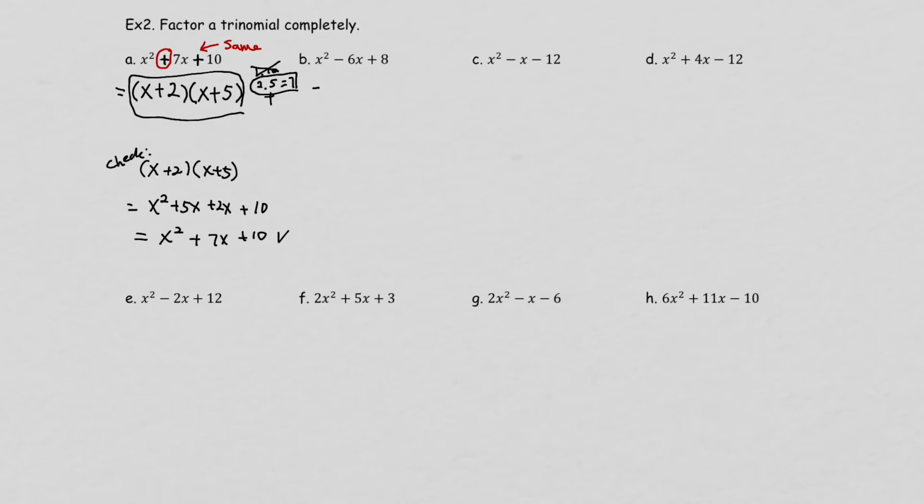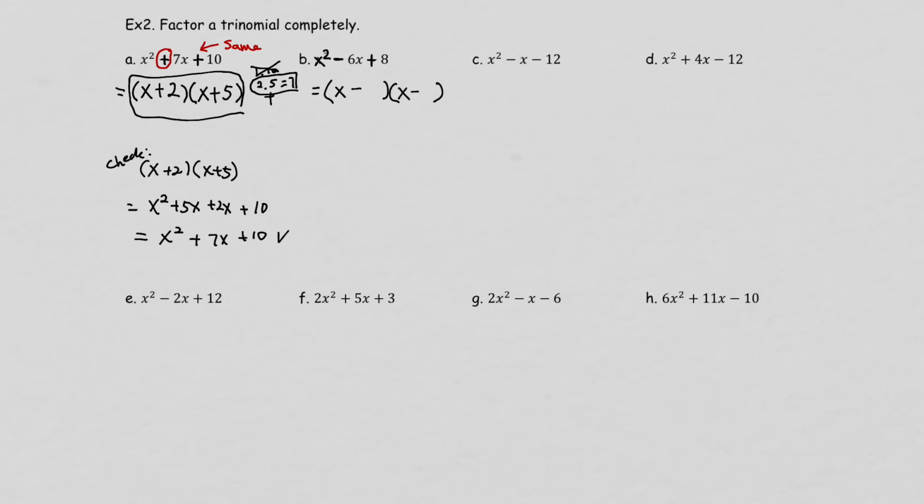Okay, so let's try one more, right? Quadratic, factoring will give you 2 linear. This is variable x. You get x squared by multiplying x times x. This sign right here means you're going to have same sign. That same sign must be negative, right?